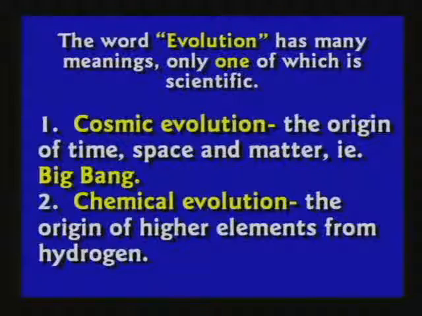Secondly, we have what's called chemical evolution. I've never had an evolutionist discuss this one or even address the topic. But if the Big Bang theory says, well, the Big Bang produced hydrogen and maybe some helium, how did you get all these other elements?